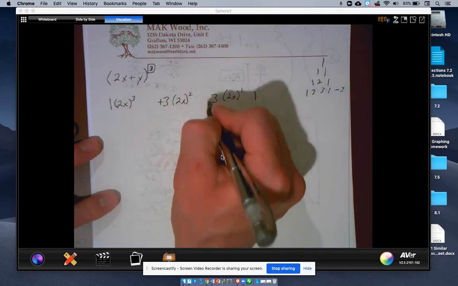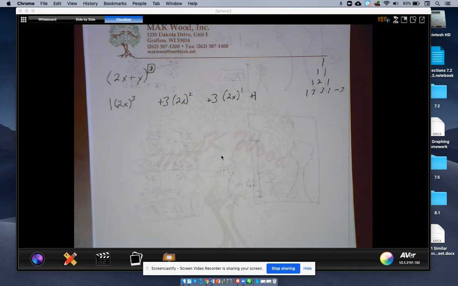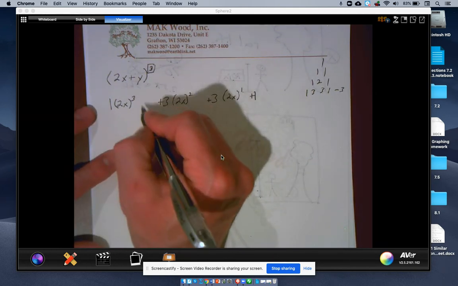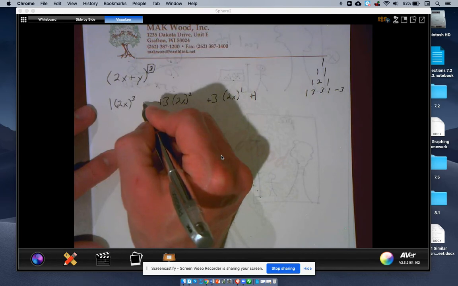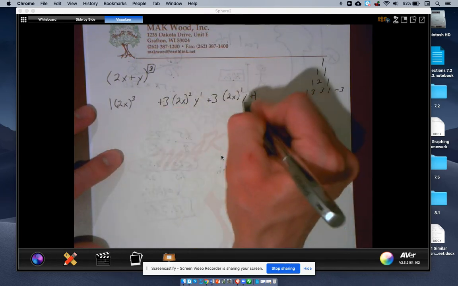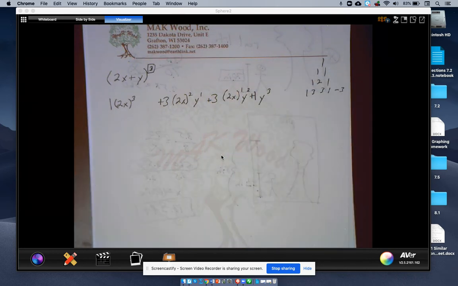By the way, there were plus signs here. I forgot to write those in. Then we're going to take y, and we're just going to count up. So here it goes. So we are going to go y to the 0, y to the first, y to the second, y cubed. Okay.